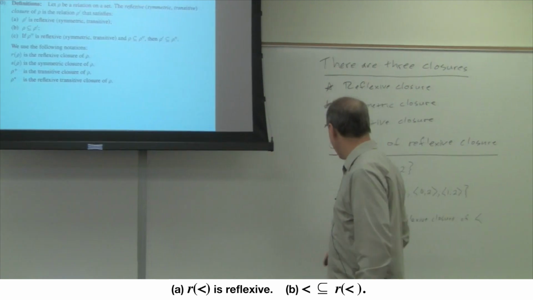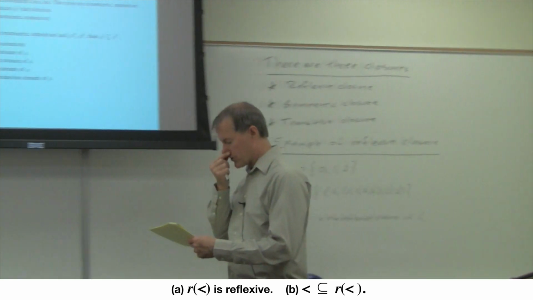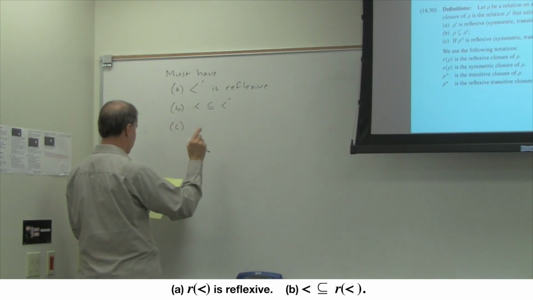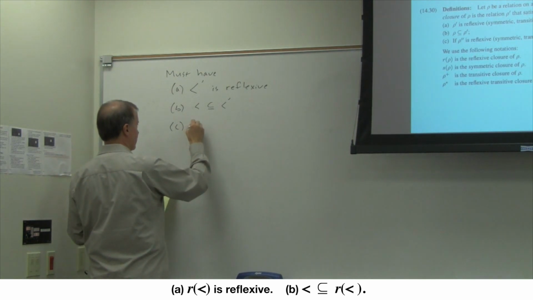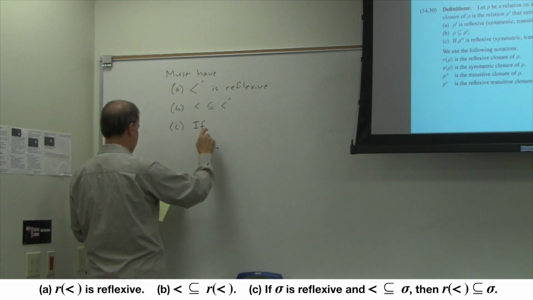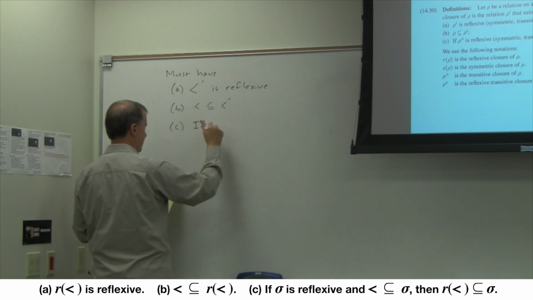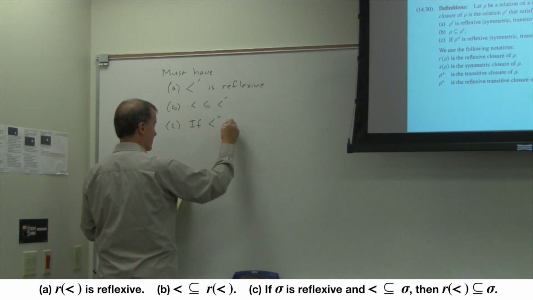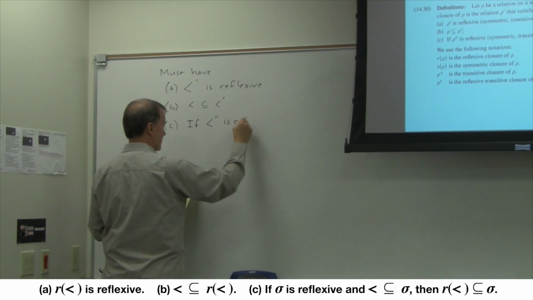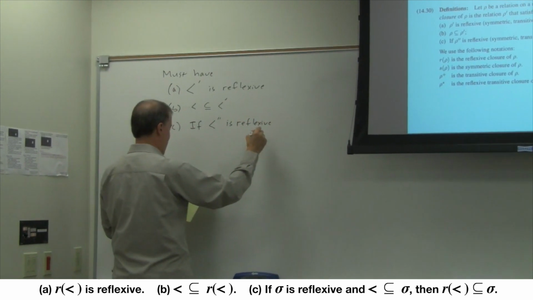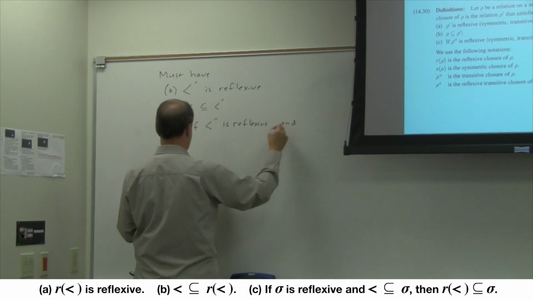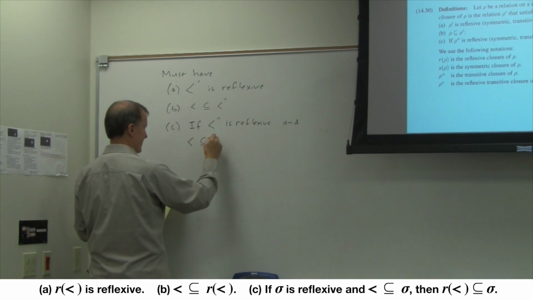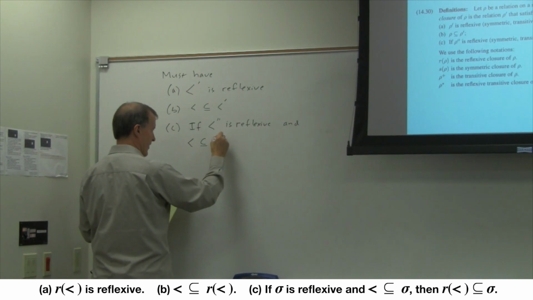Yes, sir. Now, if it was just A and B, well, actually, let's do C. Let's write out what C means. What does C say? If less than double prime is reflexive, and what? Double prime, yes, good.